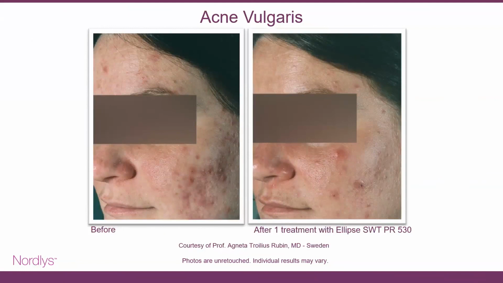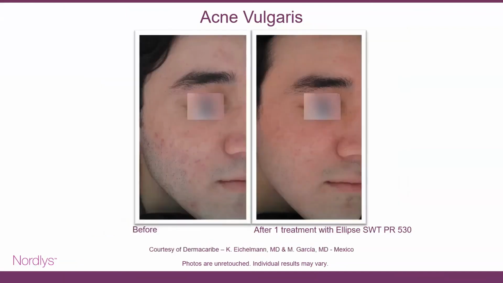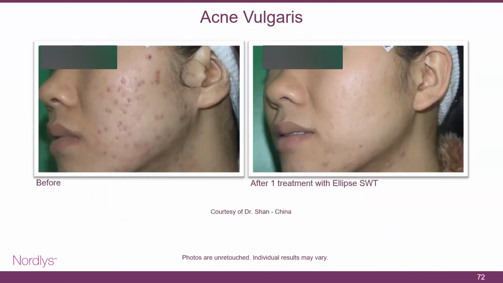Another one here, that's after a single treatment. So you can see even after one treatment, the inflammatory response of the acne is reducing significantly. Less severe, but still very nice clearance after a single treatment with the 530. And darker skin, again, very safely treated, so skin type 4. And this is after a single treatment.